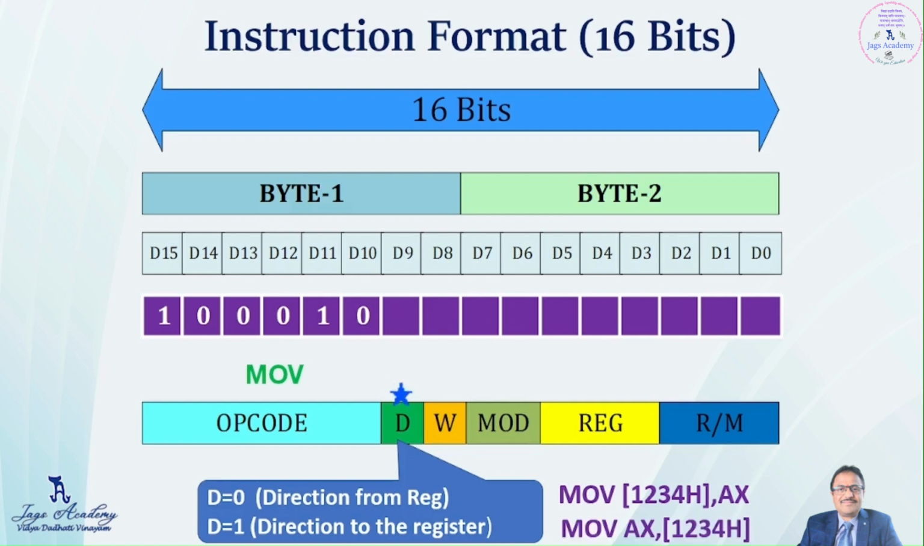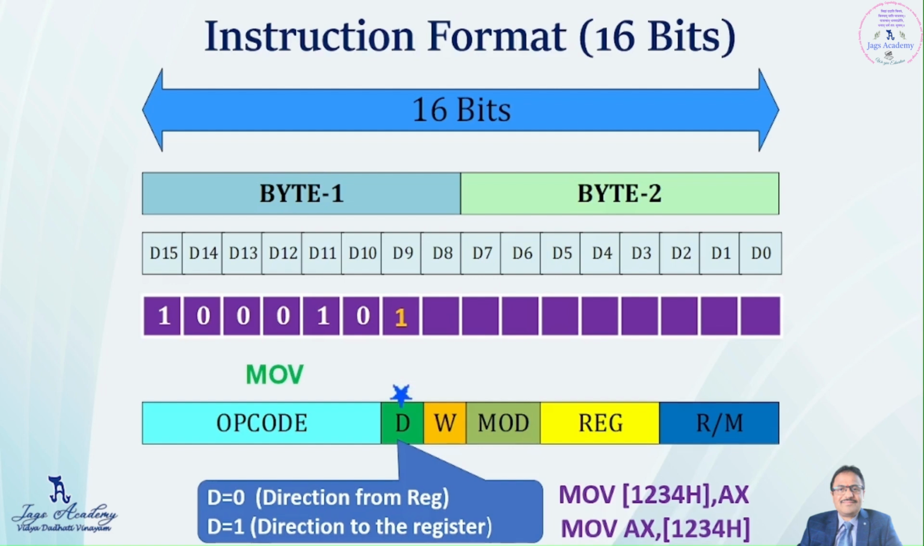Right? Now see here, another instruction, MOV AX, a memory location, offset address 1234. Can you tell me, what is the D bit for this? D bit for this will be equal to 1. This is the way you can put the D bit. Have you understood how to put the D bit? Right? Is it okay? Now, what is the next bit?